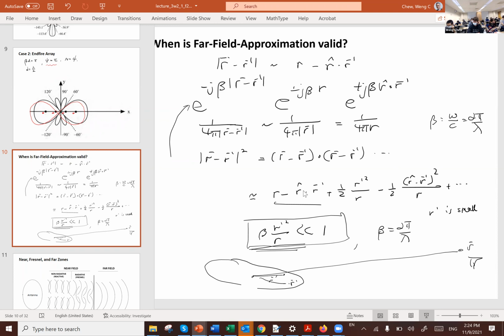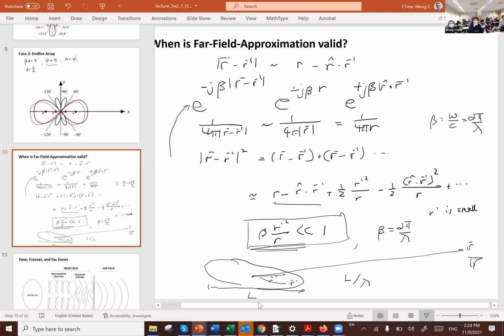Another way of saying it is that if the size of this antenna array is large compared to the wavelength, the yardstick in electromagnetics is always wavelength, how many wavelengths is this array? If it's too large, you have to go even further away to make the far field approximation.